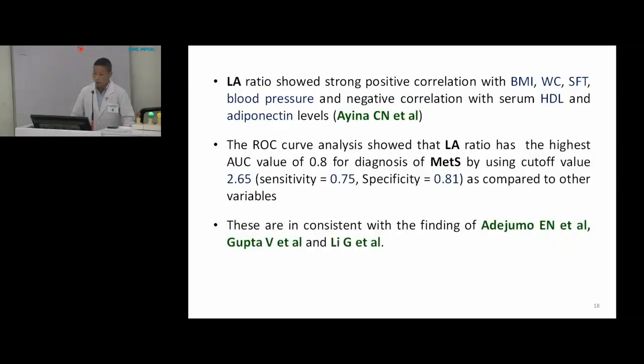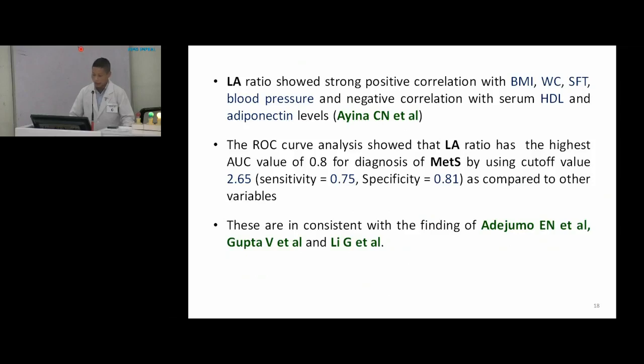LA ratio shows strong positive correlation with BMI, waist circumference, skin fold thickness, and blood pressure, and negative correlation with serum HDL and adiponectin levels. The ROC curve analysis shows that LA ratio has the highest area under the curve value of 0.8 for diagnosis of metabolic syndrome, using the cutoff value of 2.65, sensitivity 0.75, and specificity 0.8, as compared to other variables. These findings were consistent with the findings of Ade, Zumo, E.N. et al.